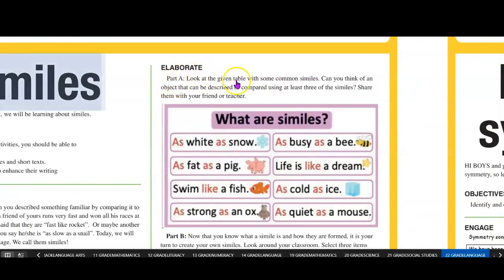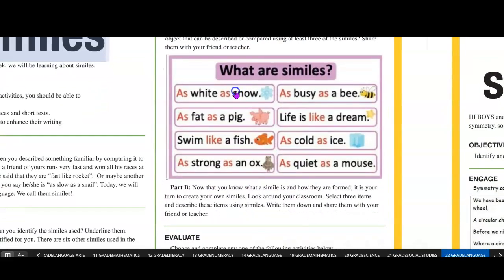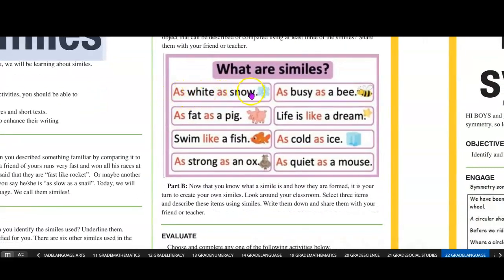Elaborate. Part A. Look at the given table with some common similes. Can you think of an object that can be described or compared using at least three of the similes? Share them with your friend or teacher. Common similes: as white as snow, as fat as a pig, swim like a fish, as strong as an ox, as busy as a bee, life is like a dream, as cold as ice, as quiet as a mouse.